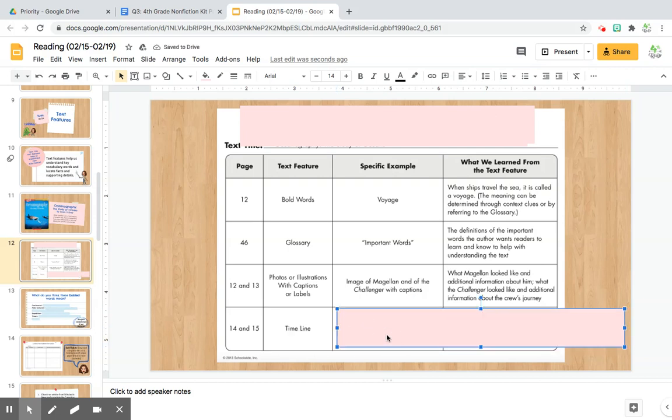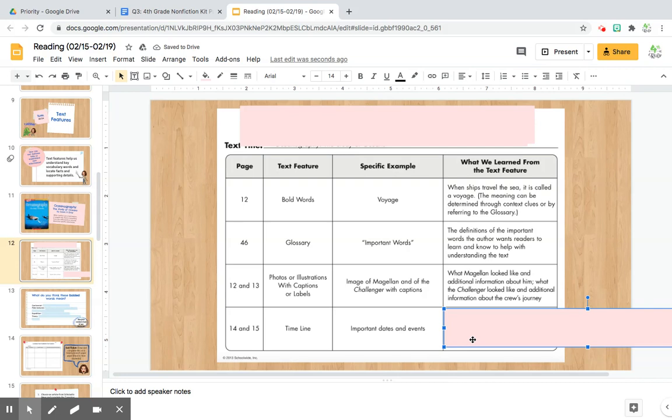So especially as we get closer to the end of the week where our quiz is going to be, why would a timeline be so important to me as a reader? You know, the timeline at the bottom of these pages is another great example of a text feature. Okay, so we are going to add this to the chart. And then the example here is the important dates and the events.